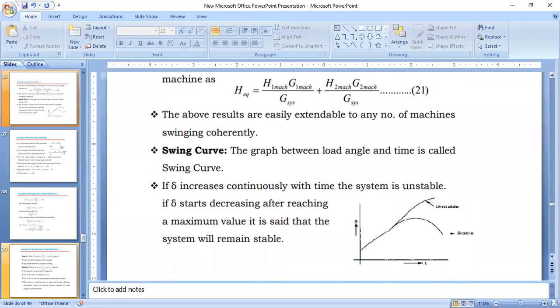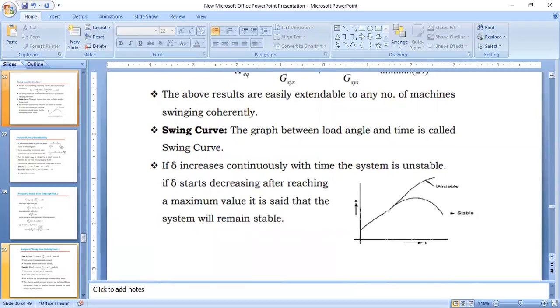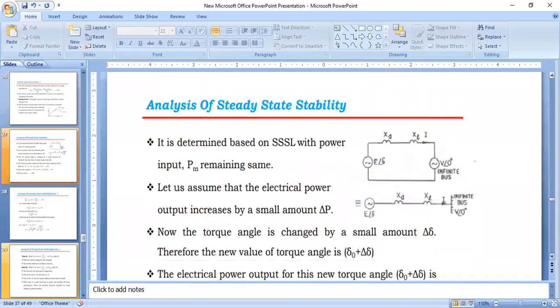Swing curve. The next one is the swing curve. The graph between load angle and time is called the swing curve. If delta increases continuously with time, the system is unstable. If delta starts decreasing after reaching a maximum value, it is said that the system will remain stable.